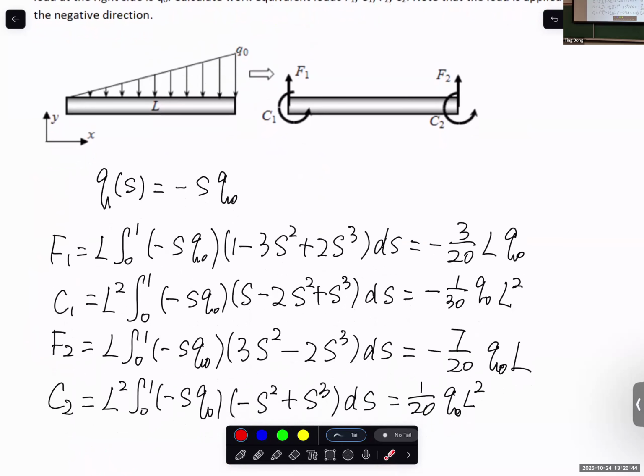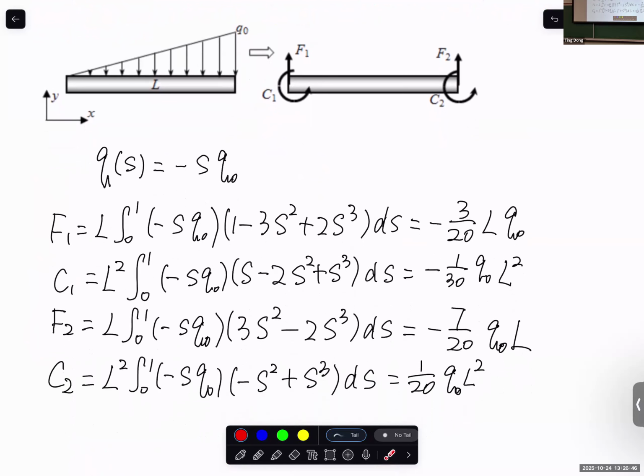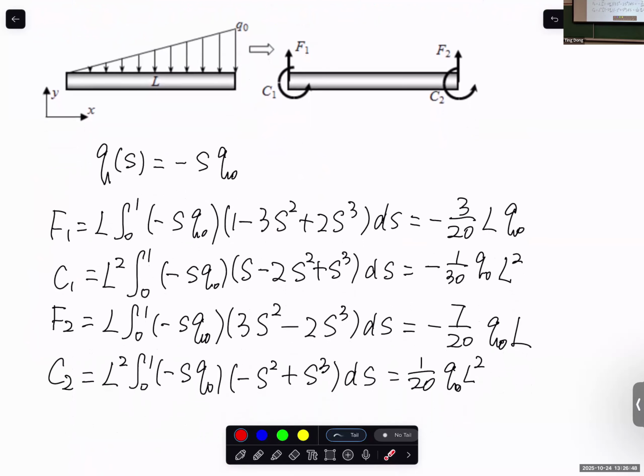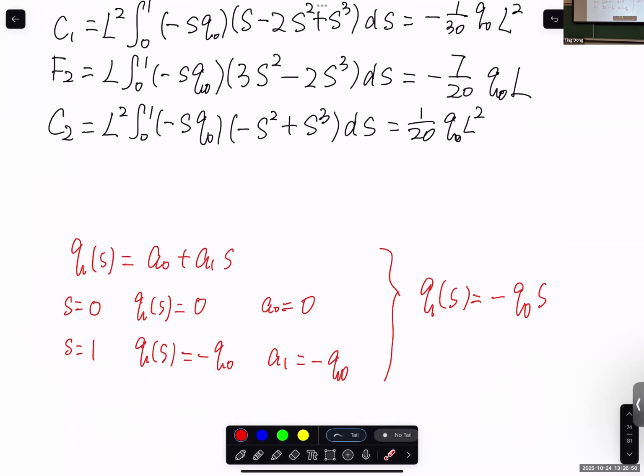So I guess that's Q zero because of what's going down. Yes. Okay. The negative sign, period, because of downward. Yeah. Any other question?